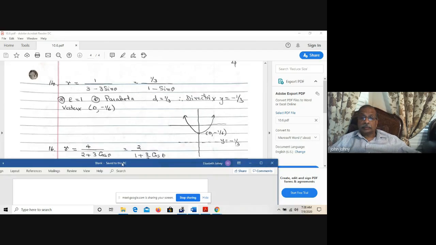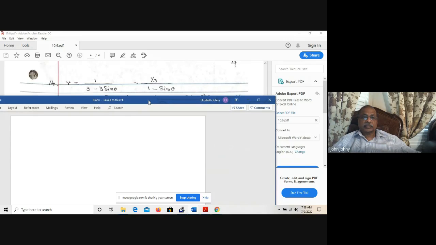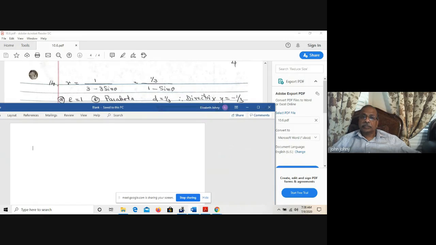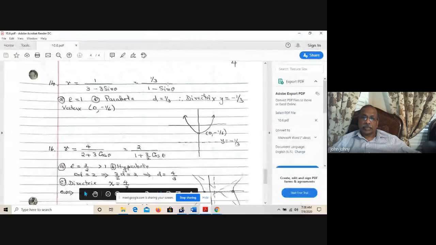Number 14. R is equal to 1 divided by 3 minus 3 sin theta. So divide numerator and denominator by 3. You get 1/3 divided by 1 minus sin theta. Number in front of sin theta is 1. So it's a parabola. Eccentricity is 1. D is equal to the numerator, that is 1/3. So directrix is y is equal to, since it is a sin theta, it is y. Negative sign means y is equal to negative d.